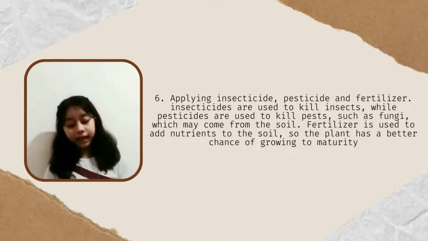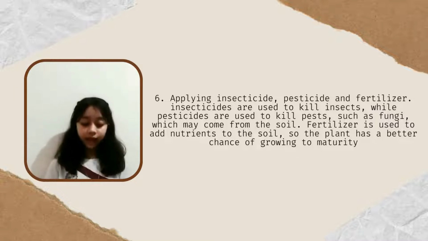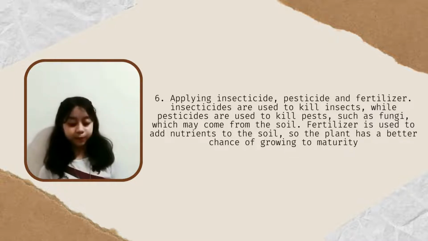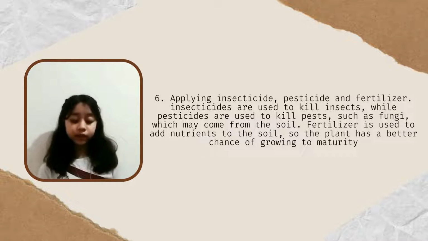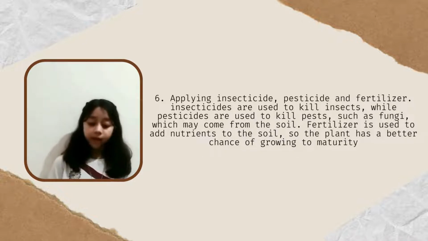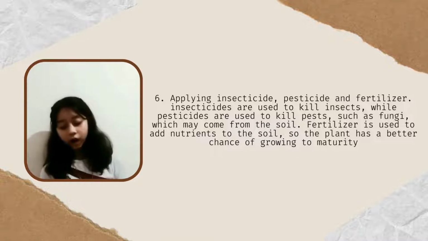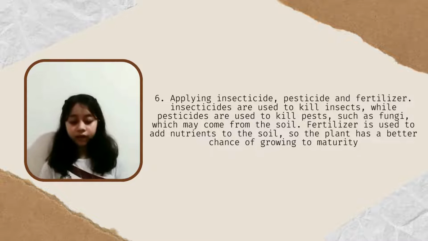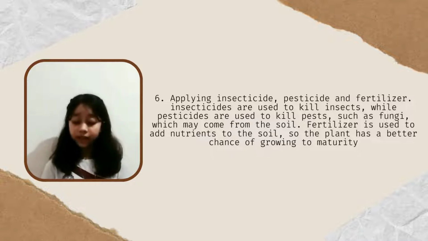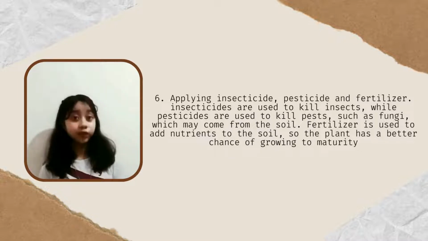6. Applying insecticide, pesticide, and fertilizer. Insecticides are used to kill insects, while pesticides are used to kill pests, such as fungi which may come from the soil. Fertilizer is used to add nutrients to the soil so that the plant has a better chance of growing to maturity.